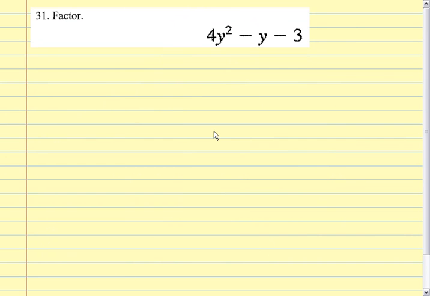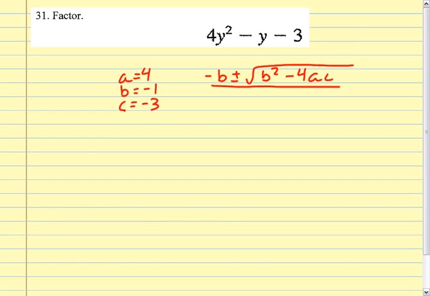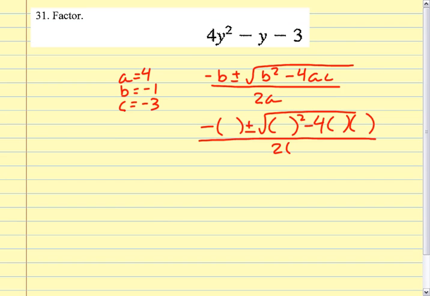Okay? Now, with the quadratic, I know that A is going to be 4, B is going to be -1, C is going to be -3. Works every time. Minus B, write it out, plus or minus, square root, B squared minus 4AC all over 2A. Then, with parentheses, so we don't get the signs messed up. B squared minus 4 parentheses, parentheses, all over 2 parentheses.